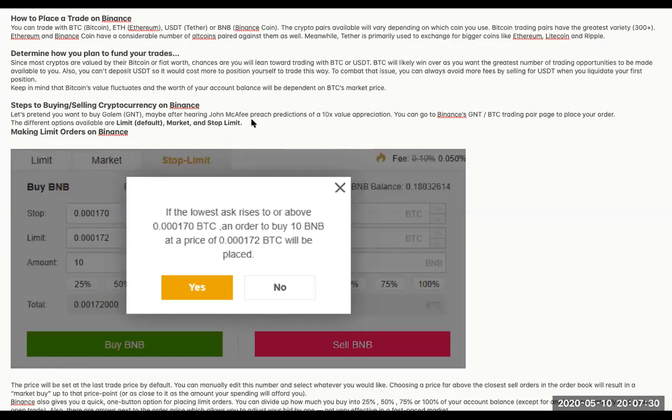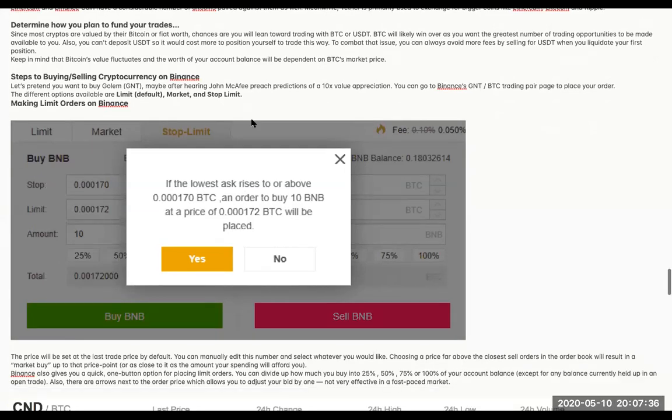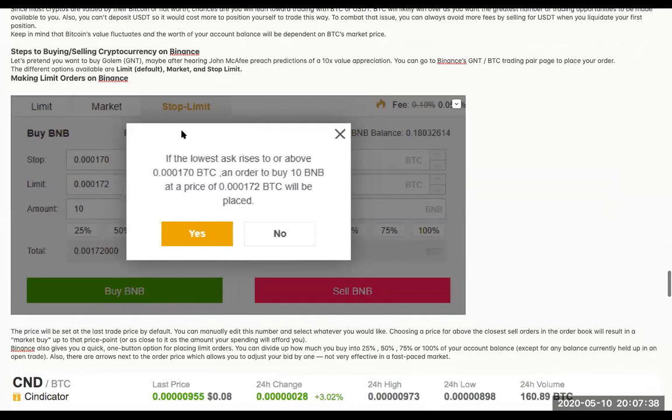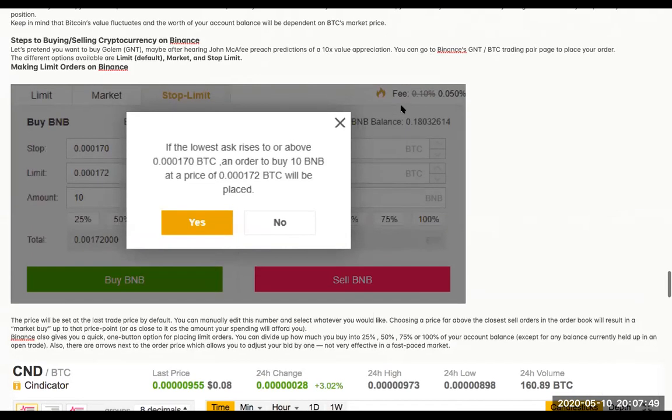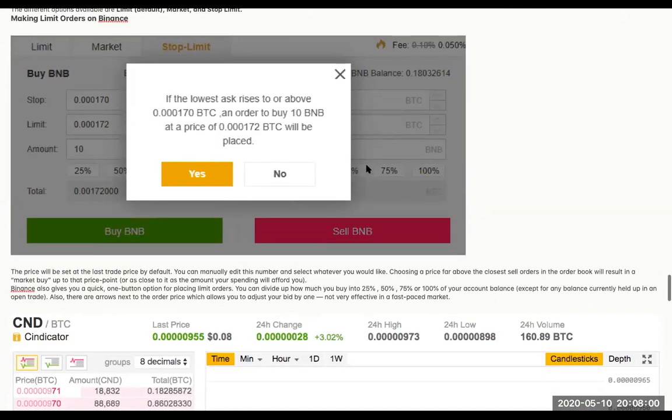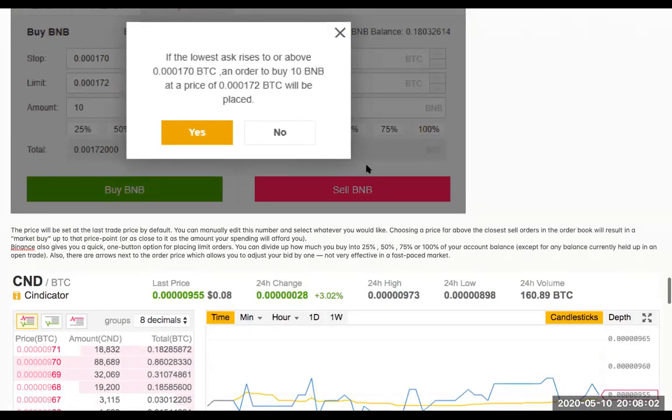So what are you going to use? You will use the limit order or the market and the stop limit. So let's see, this is how the limit orders on Binance look. You will find buy BNB, sell BNB. If you are going to use the Bitcoin market, you find here BTC. The price will be set at the last traded price by default. You can manually edit this number and select whatever you would like.